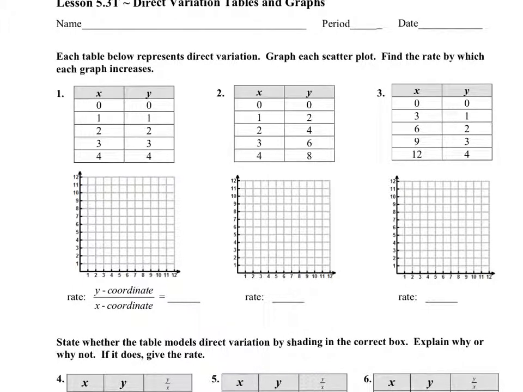For a line to model direct variation, two things are required. The first thing is that it has to go through the origin, and it has to be a straight line.